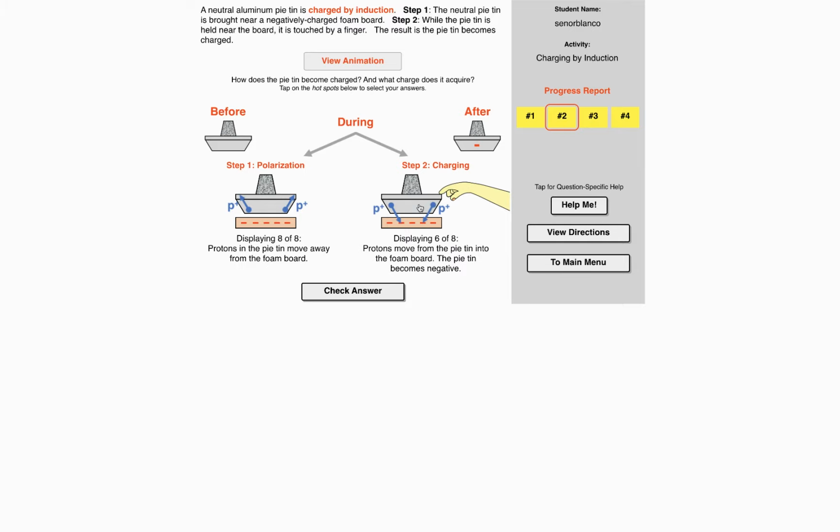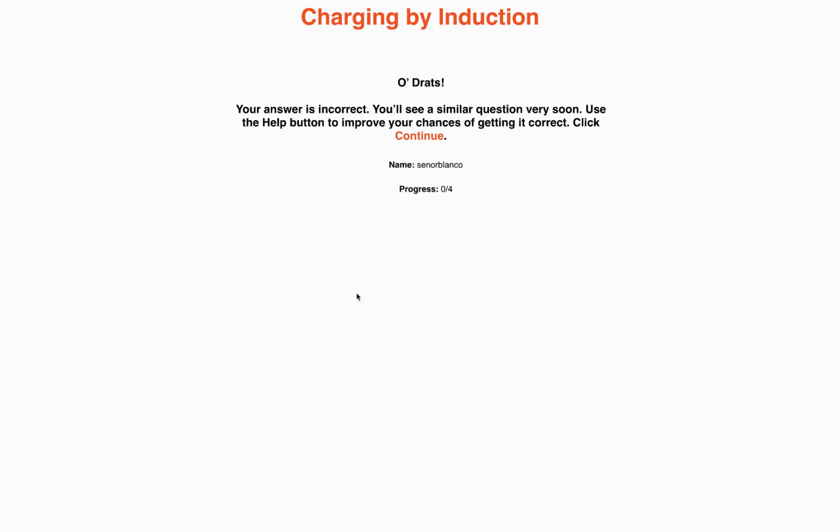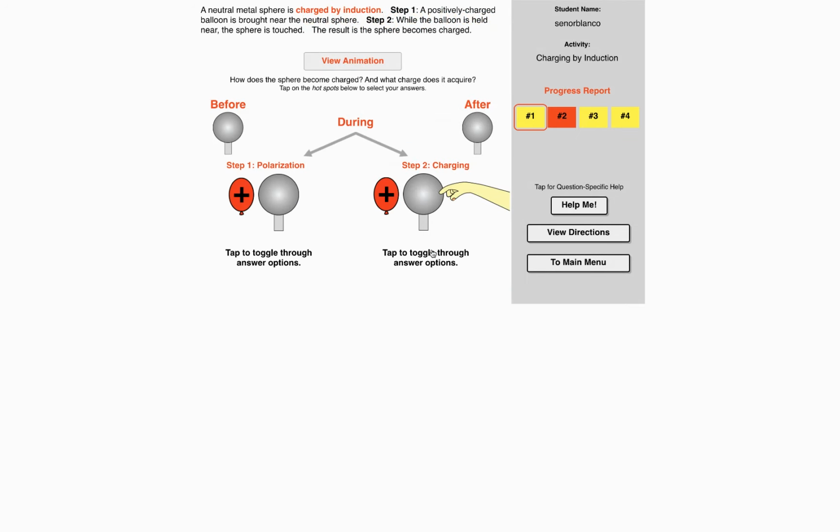So let's just say I select this. I think protons from the finger are going to go into the pie tin. I say, oh, I'm going to check my answer. It's going to say, oh, I'm wrong. And the part I really like about this is it says your answer is incorrect. You'll see a similar question very soon. Use the help button to improve your chances. So if you click continue, it's going to give you a red square to show you got that question wrong. You will eventually have to go back to the question. And it's going to take you to a different question here.